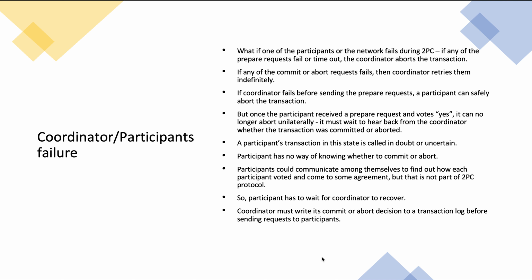If the coordinator fails before sending the prepare request, a participant can safely abort the transaction. But once the participant has received a prepare request and has voted yes, it can no longer abort unilaterally, because it must wait to hear back from the coordinator whether the transaction was committed or aborted. If the coordinator crashes or the network fails at this point, the participant can do nothing but wait. In this case, the state is called in doubt or uncertain.